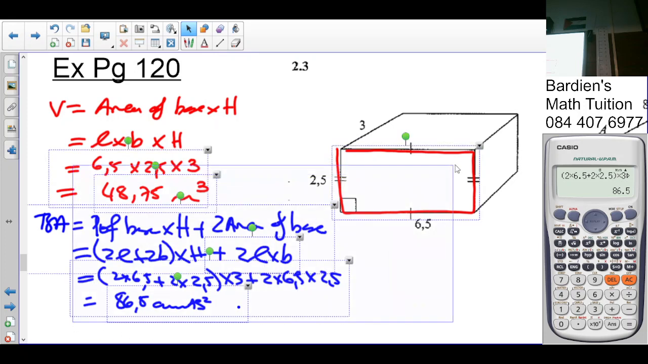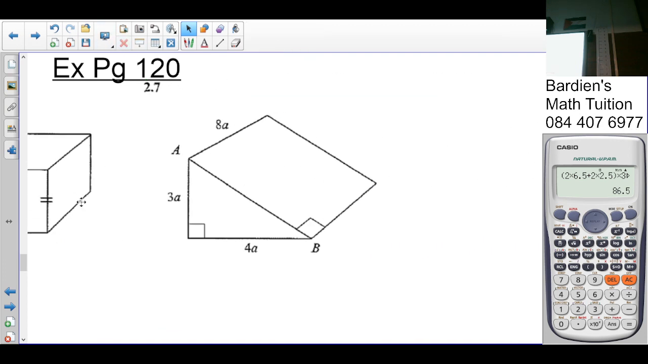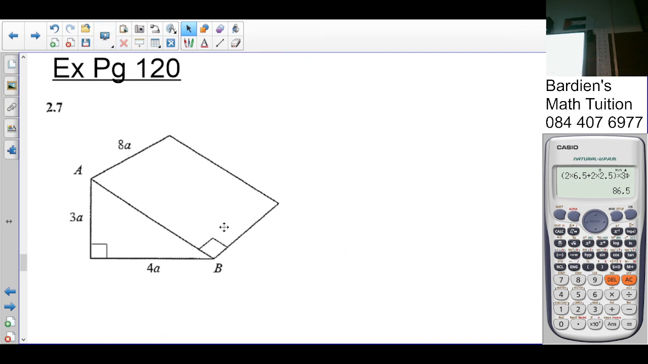Let's take this off. Underneath the space. 2.7. Did I give you 2.7 to do? Yes.